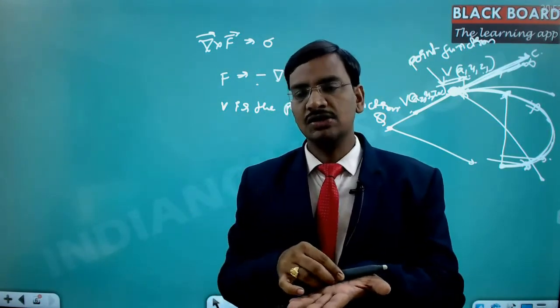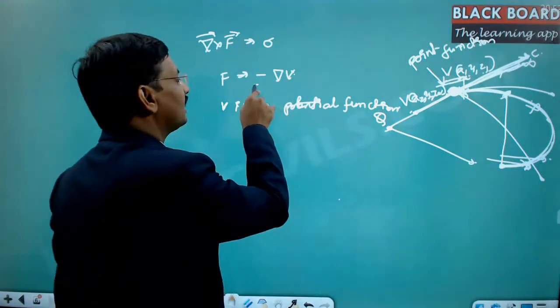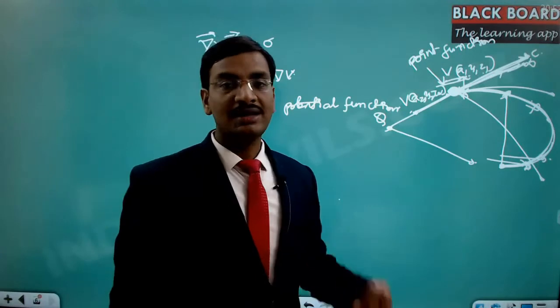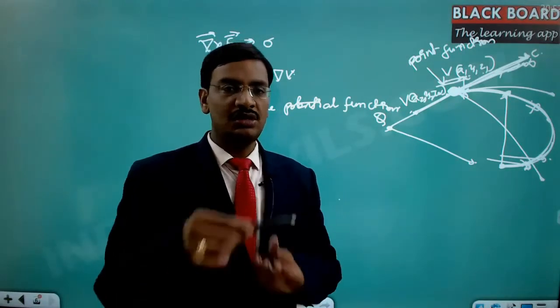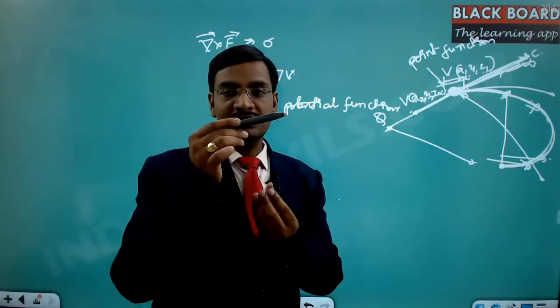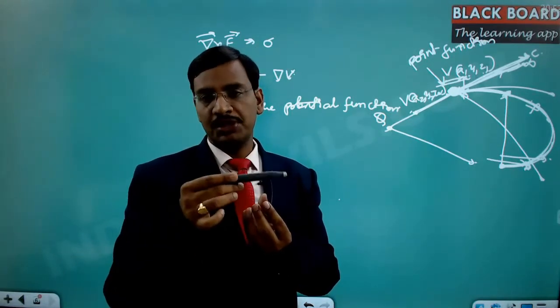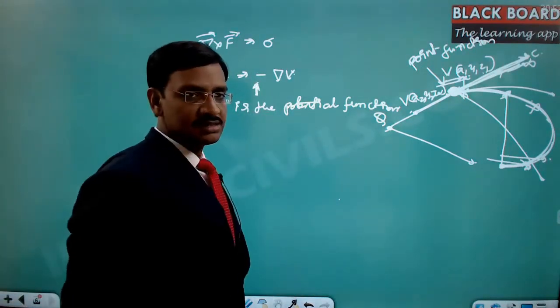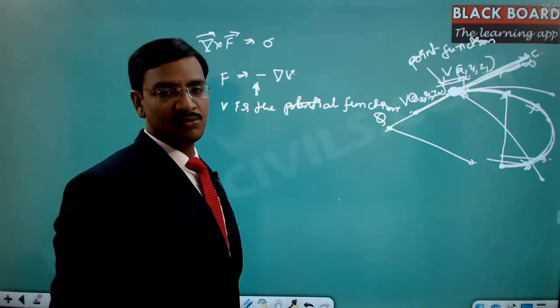So hence this will always have a negative sign. The force is always in the negative direction of the potential, or the decreasing direction of the potential. There is a force always acting downwards, which is the weight of this particle, in the decreasing direction of the potential. Hence the negative sign is always going to be associated. So this is one of the very, very important understandings.